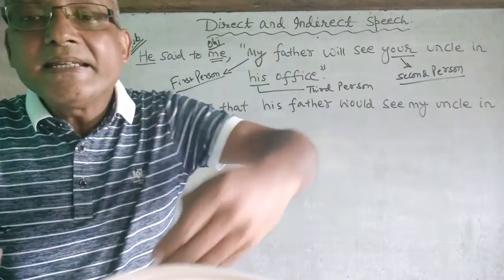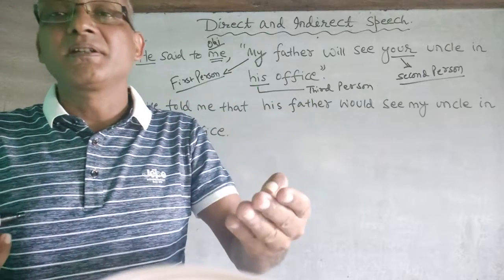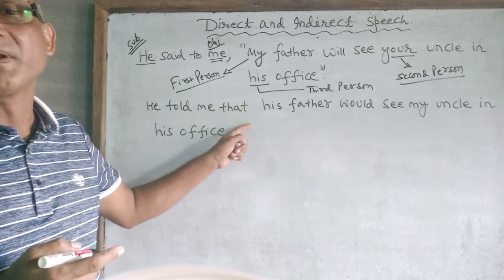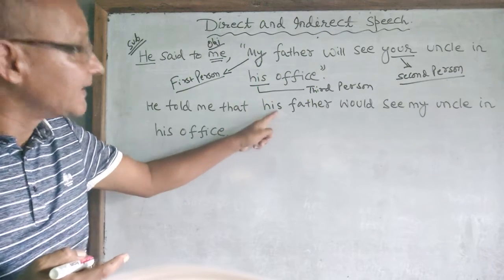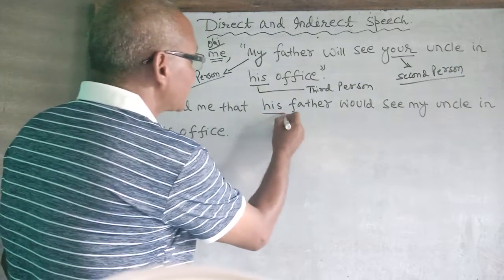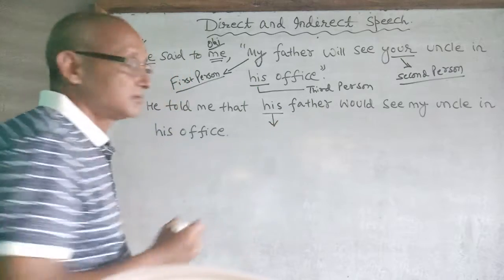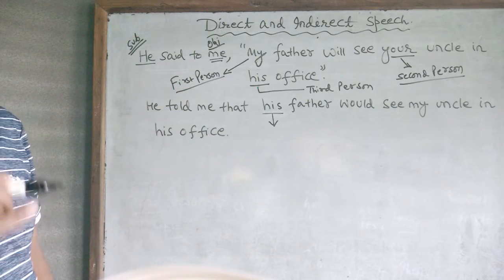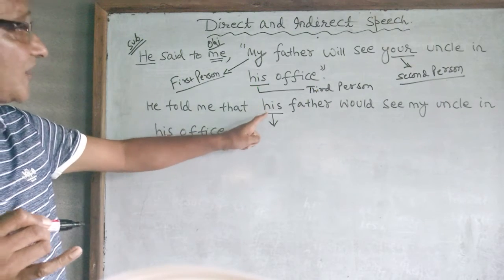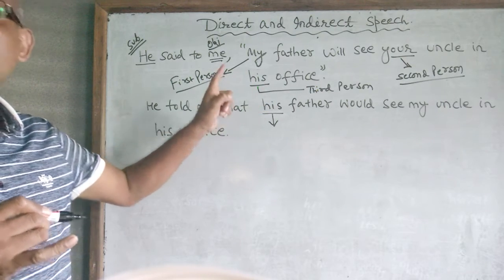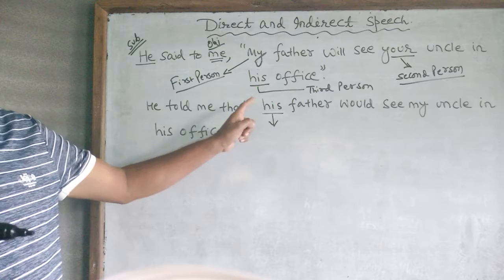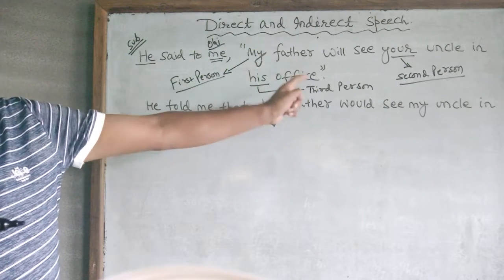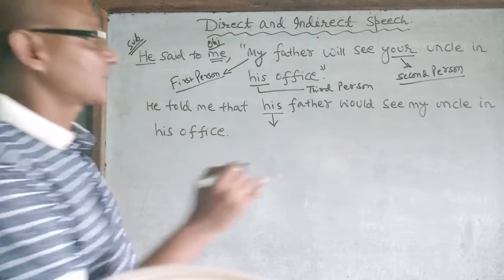Now we change it. How? Let's see. He told me that his. This came from somewhere. Let's see. He told me that his. His has been changed. Why it has been changed, I'll tell you later on. His brother would meet my brother in his house.